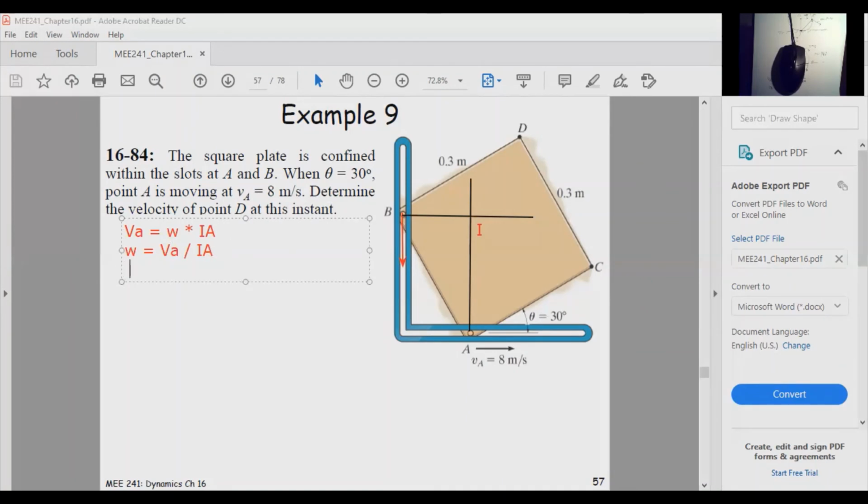Okay, what is VA? It's given, 8 meters per second. So okay, 8, so we need to know IA. What is IA? We need to know this distance, right, from here to here. Right? How do you know this distance?